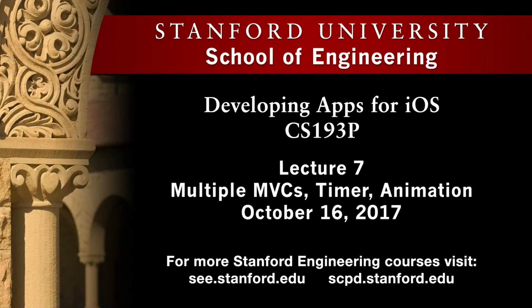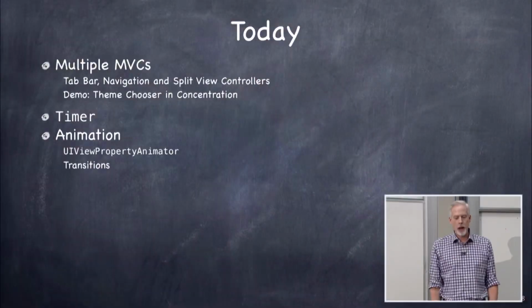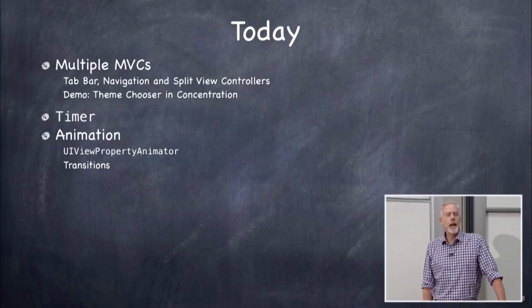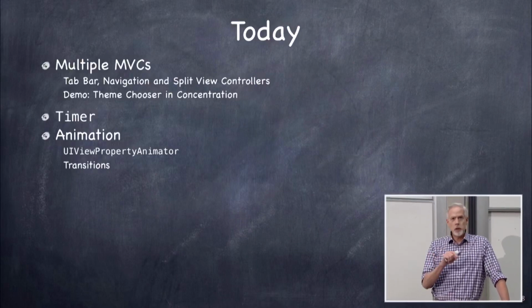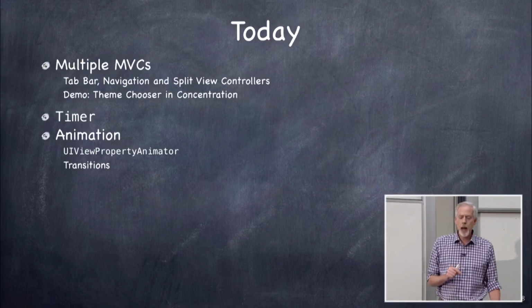Okay, well, welcome to lecture number 7, Stanford CS 193P, fall 2017. So our primary topic today is combining MVCs to make bigger, more powerful applications, obviously. And then I'm going to do a big demo. It shows you how to do that. We're going to do it with Concentration. We're going to add an MVC to that app.